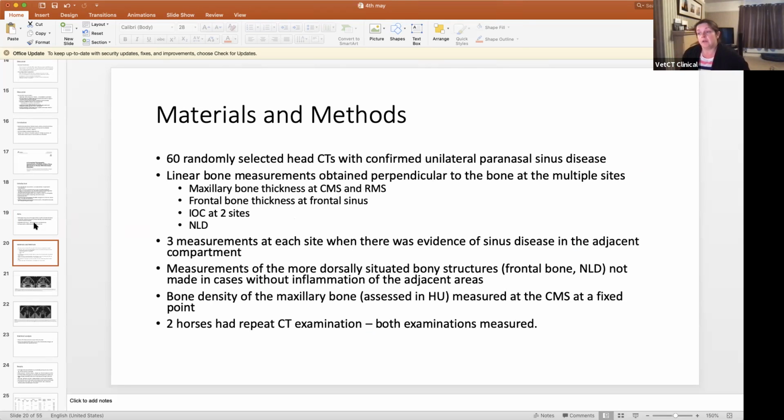Now, they did 3 measurements at each site where there was evidence of sinus disease in the adjacent compartment. If there wasn't sinus disease, they didn't measure. So especially with the more dorsally situated bony structures, the frontal bone and the nasolacrimal duct, they didn't measure those in horses that didn't have any adjacent sinusitis. They measured the bone density of the maxillary bone in the caudal maxillary sinus at a fixed point. And they had 2 horses within their 60 cohort that had a repeat CT examination, and they measured both examinations in those horses.